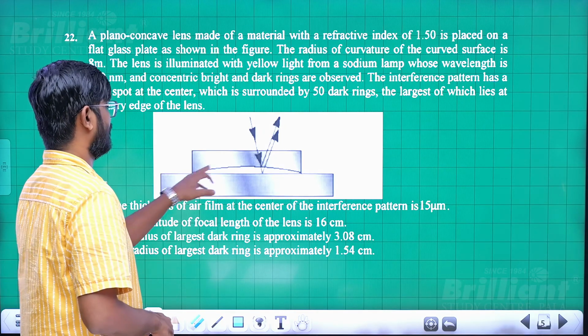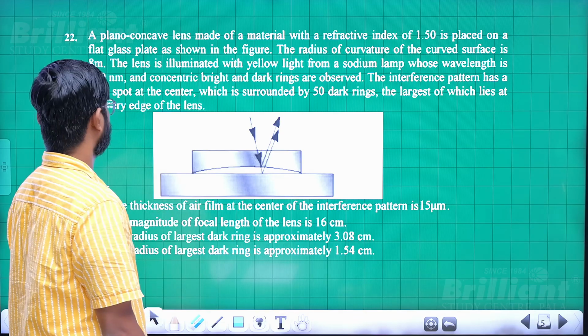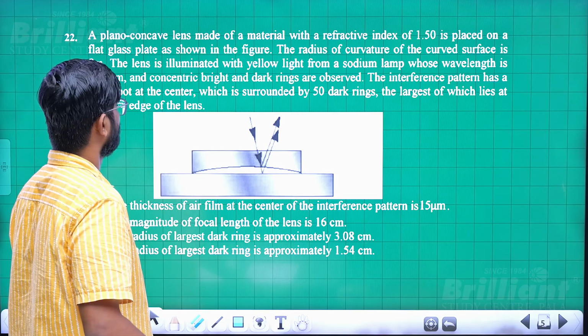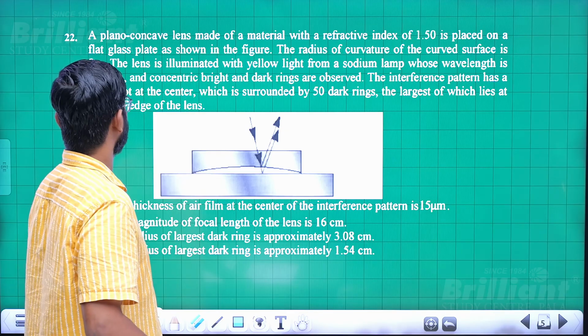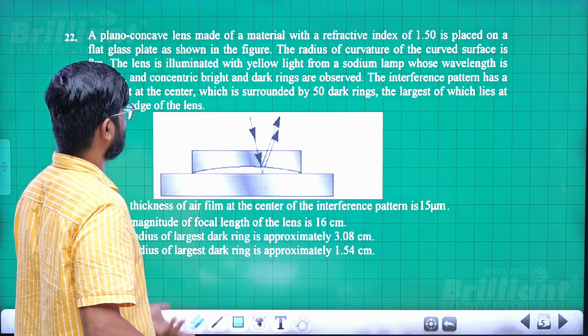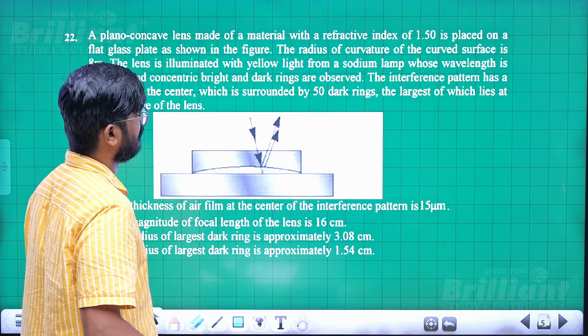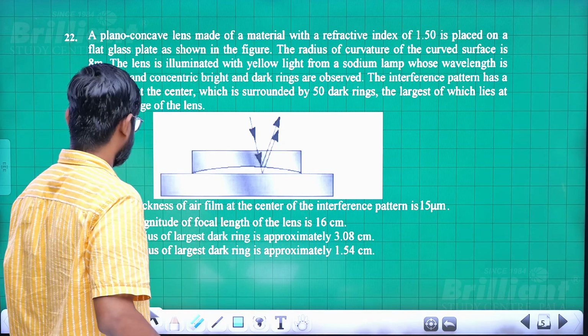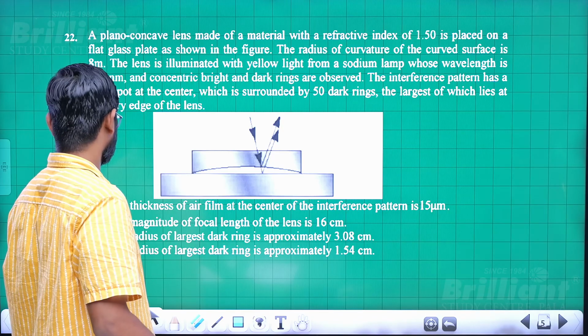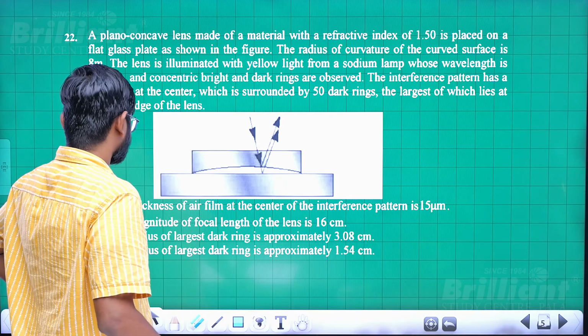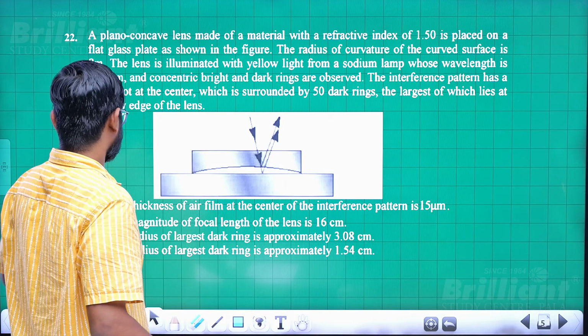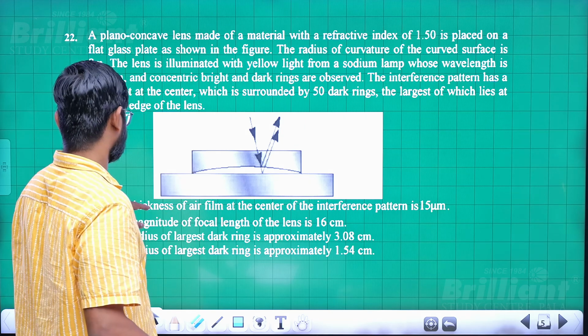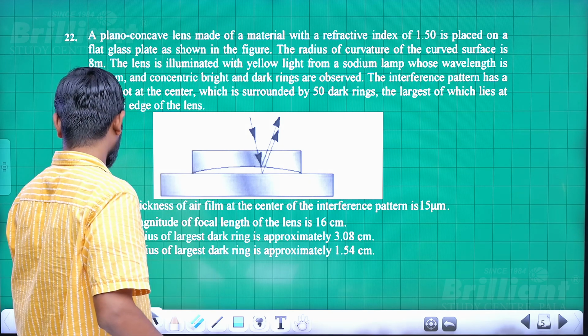Now you can see the radius of the lens is 8 meters. So when you try to find the focal length of the lens using 1 by f equals mu minus 1 into 1 by r1 plus 1 by r2, you will be getting a negative value as well as 16 meters. So option B is going to be wrong. Then let us evaluate A, then we go for C or D.